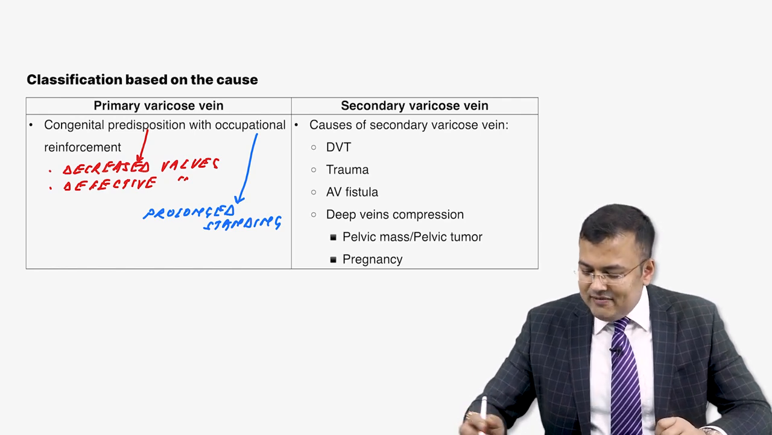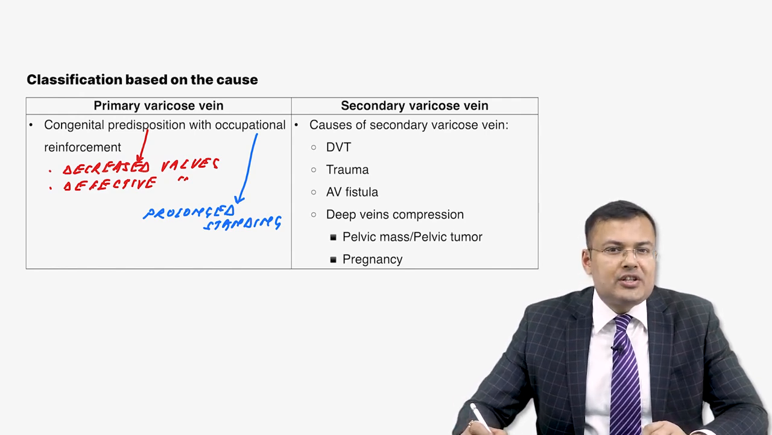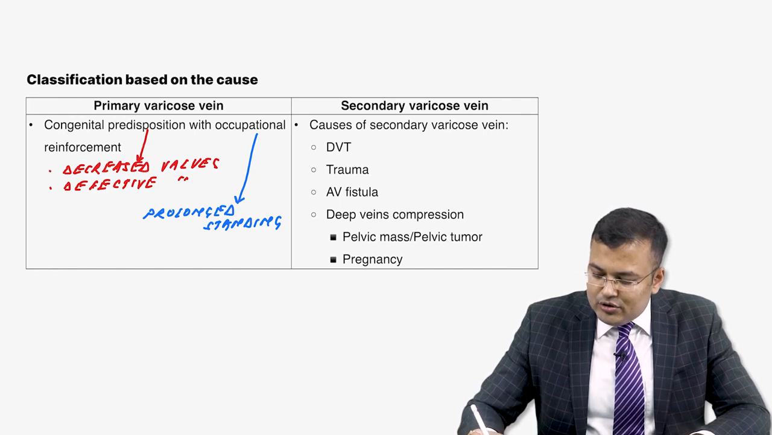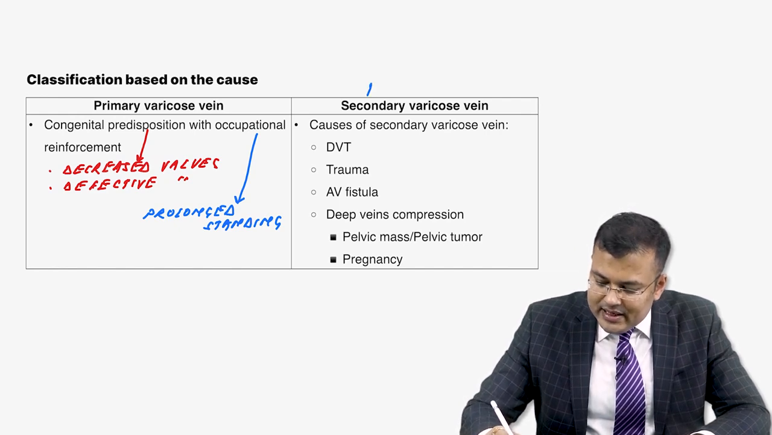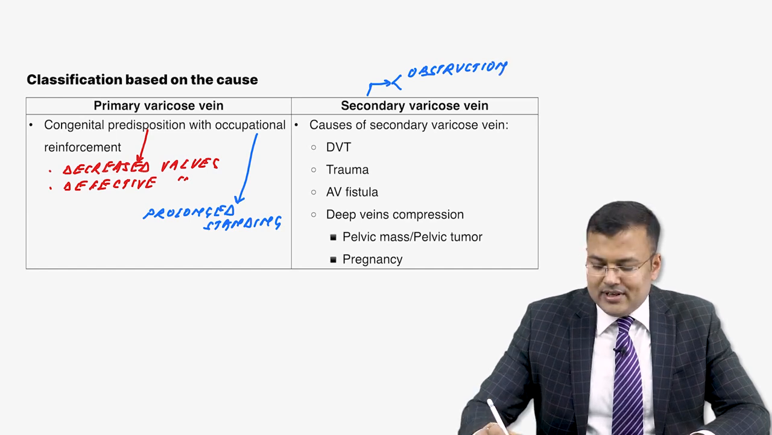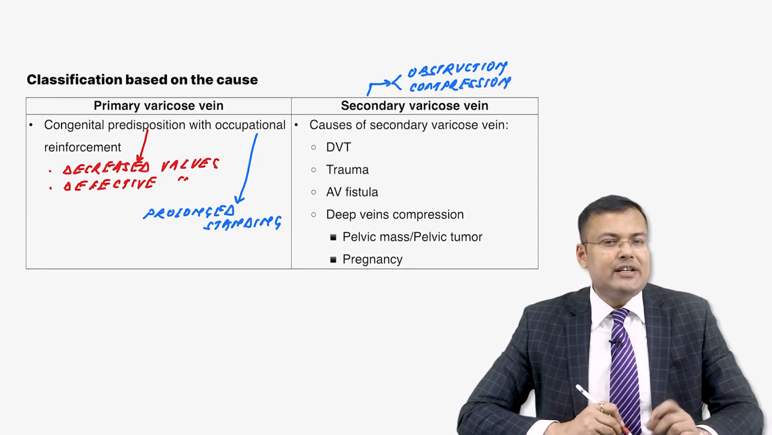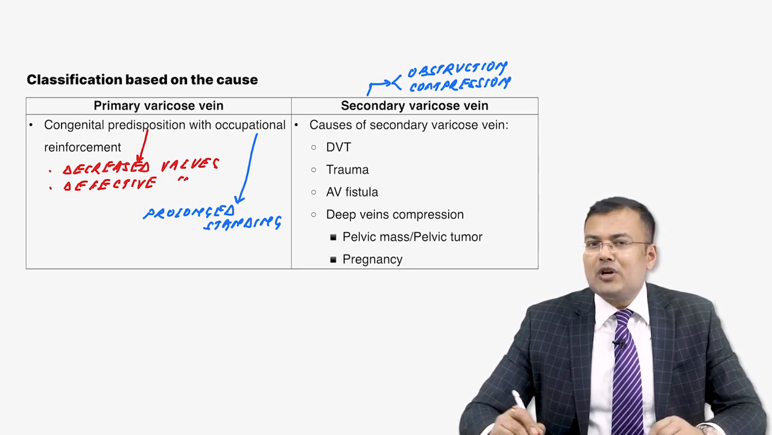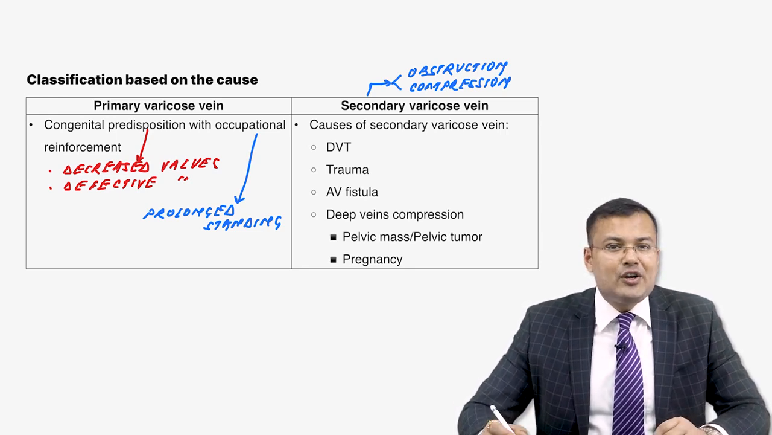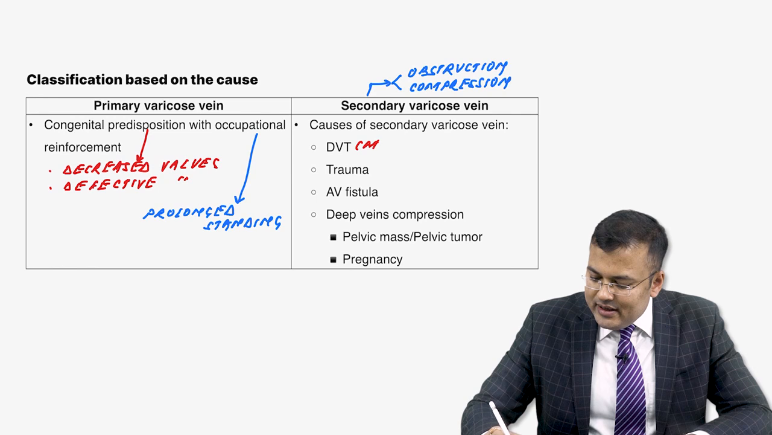Next, secondary varicose vein. So why is it known as secondary? Because it occurs secondary to obstruction or secondary to compression. So secondary varicose vein means it is secondary to what? It occurs secondary to obstruction, or it occurs secondary to compression. Clear? Can you tell me one of the most common causes of venous obstruction and compression? What? DVT. So the most common cause of secondary varicose vein is DVT.